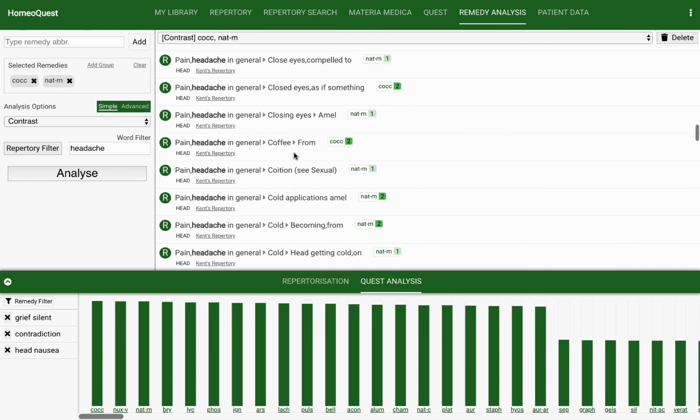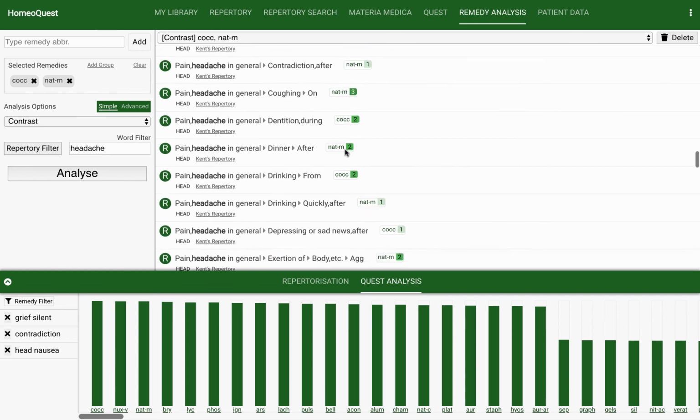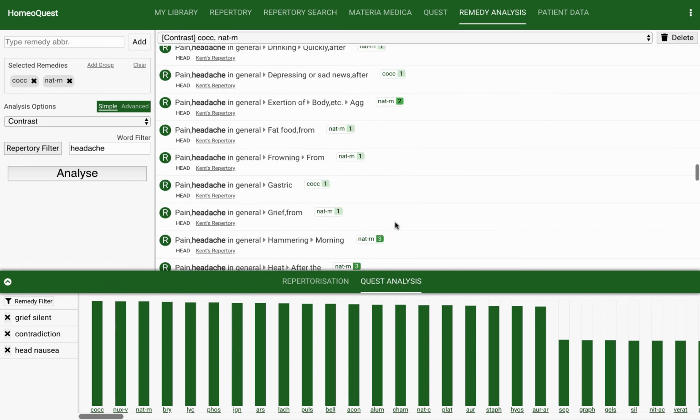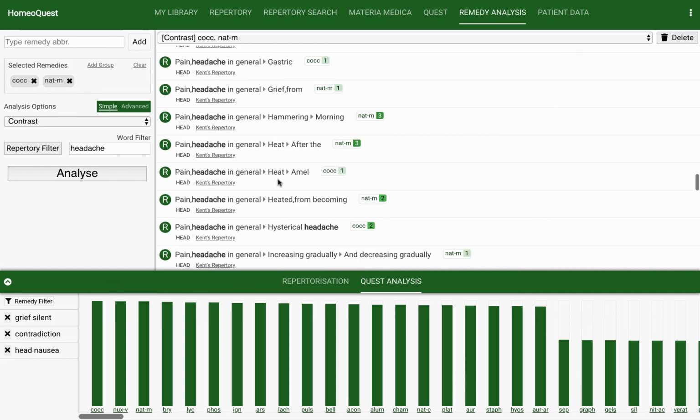Headache which is aggravated from coffee is Cocculus. Headache with dentition issues is Cocculus, but not Natrum muriaticum. Look at that. Headache from depressing or sad news is Cocculus. There is no Natrum muriaticum in it. Headache with gastric issues is Cocculus. Heating, if it ameliorates, it's Cocculus. But if heating aggravates, it's Natrum muriaticum.